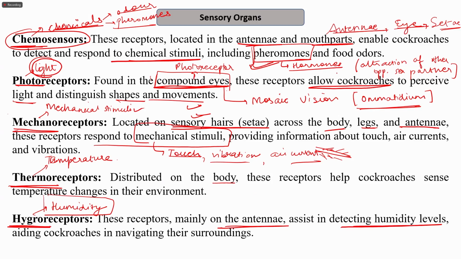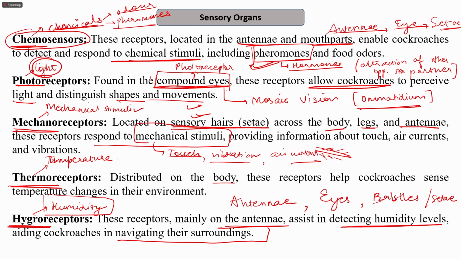So the main organs that act as the sensory organs are the antennae, the eyes that are compound eyes, and the bristles or setae, which are the hairs present on different structures like the body, legs, and antennae. It helps in aiding cockroaches in navigating their surroundings. These sensory organs are innervated by the different nerves of the nervous system, and they help in sensing the different environmental conditions which surround the cockroach, thus helping it prevent itself from any kind of danger.